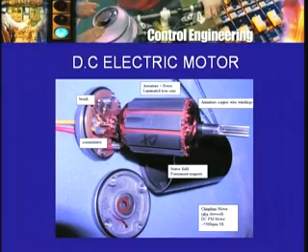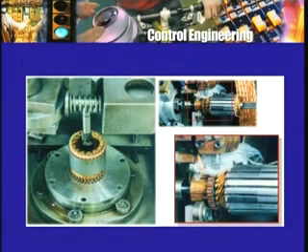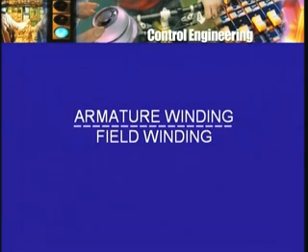I am assuming that most of you are familiar with electric motors of various kinds. In particular, we will take up a simple electric motor, namely a DC motor. Now, a DC motor, as you know, has two windings. One winding is called the armature winding and the other is called the field winding.